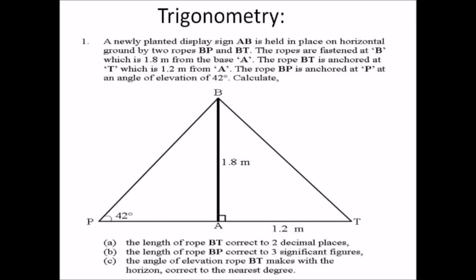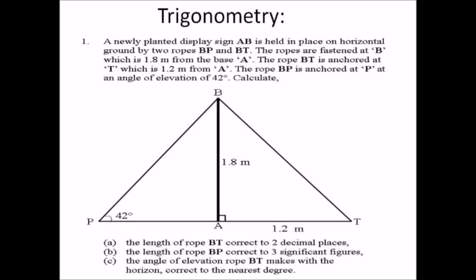A newly planted display sign AB is held in place on horizontal ground by 2 ropes, BP and BT. The ropes are fastened at B, which is 1.8 meters from the base A. The rope BT is anchored at T, which is 1.2 meters from A. The rope BP is anchored at P at the angle of elevation 40 degrees. Calculate. And they have that angle in on the diagram.